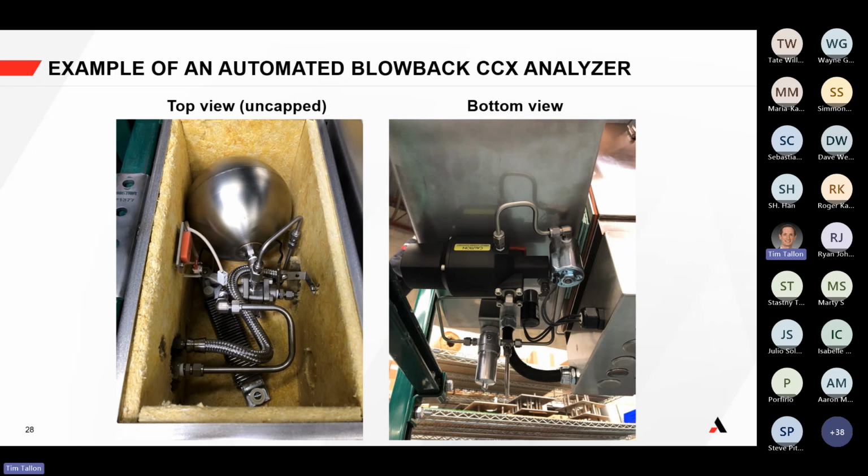So that's what you can see, and then the return of the analyzer goes through this and then back to process. And then underneath, you can see there's also a pneumatic actuator. That actuator is what drives the three-way valve.